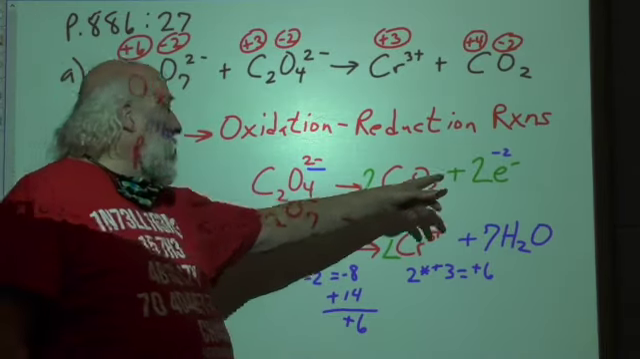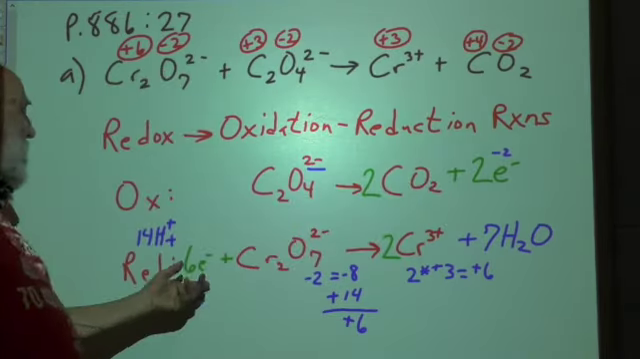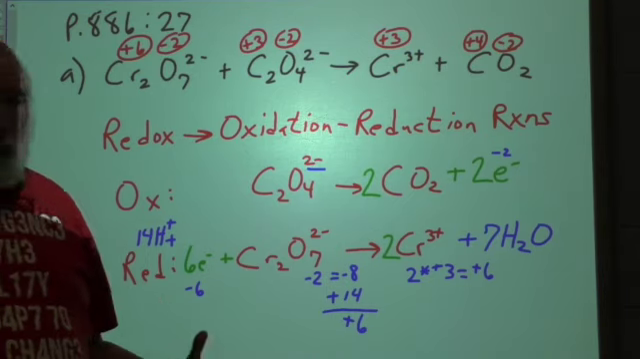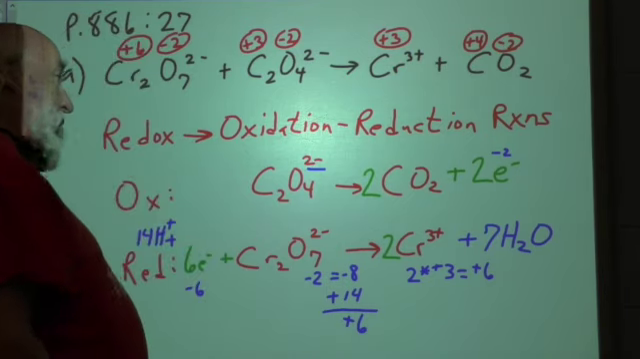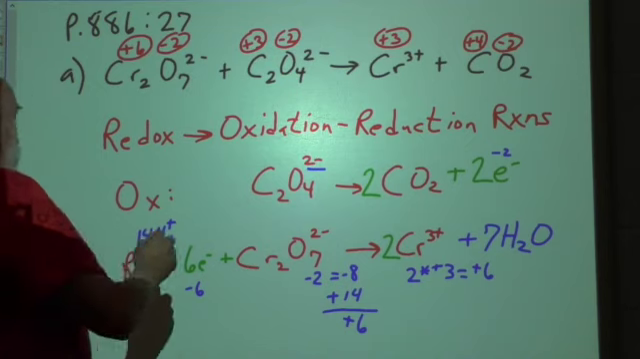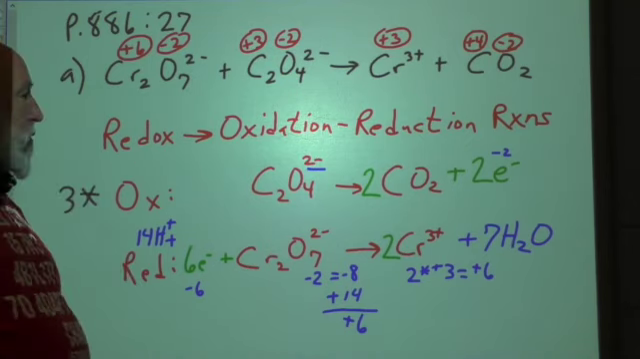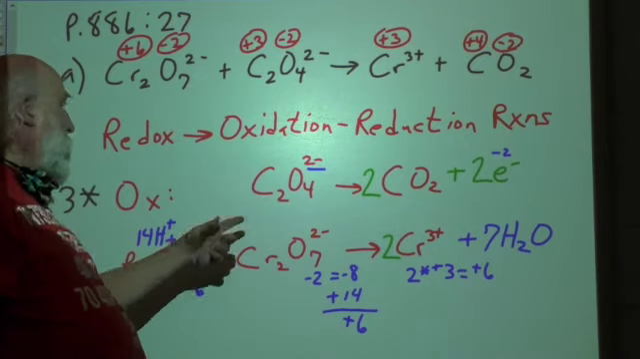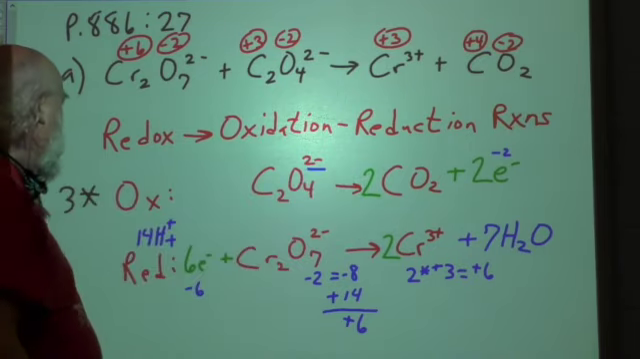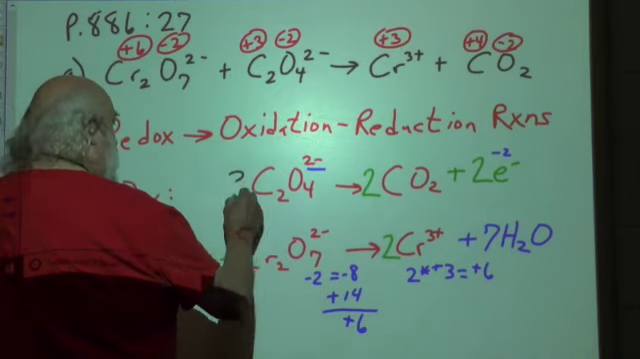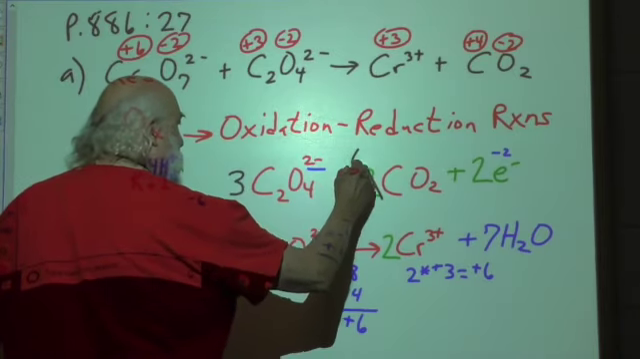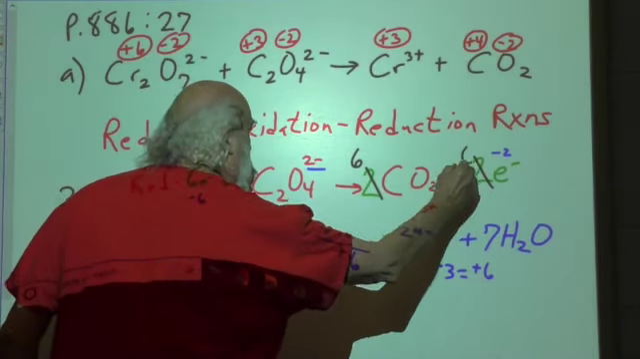We have 2 electrons here. We have 6 electrons here. That's not equal. So what we have to do then is to triple the oxidation reaction, so I can get 6 electrons on each half reaction. So that's going to give me 3 here, 6 here, and 6 here.